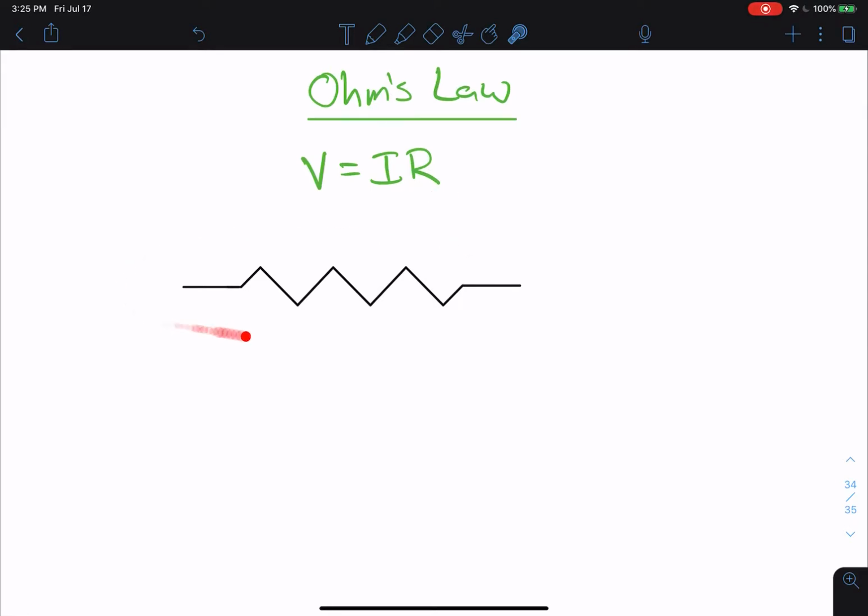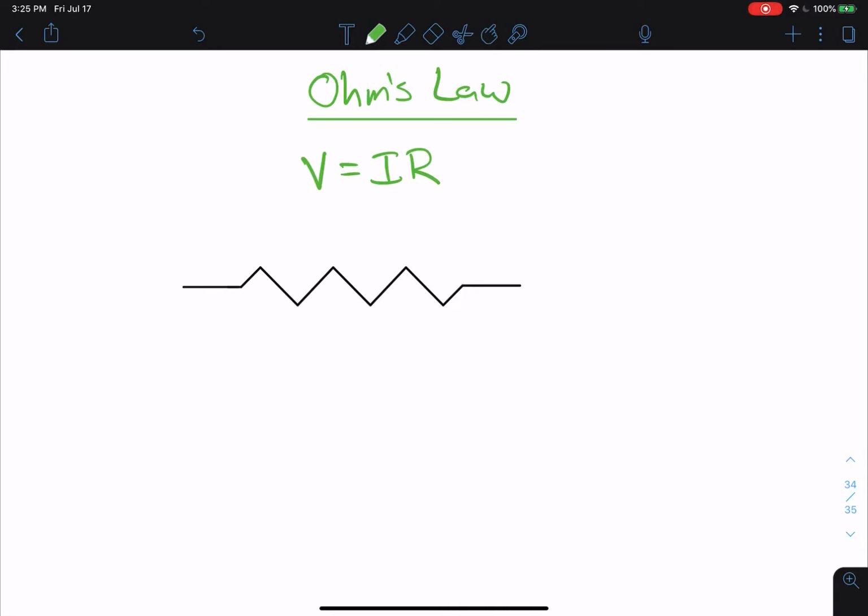Now right here you can see this is the symbol for a resistor in a circuit diagram. So specifically, this jagged piece, that's the resistor. These straight lines here represent the wires.